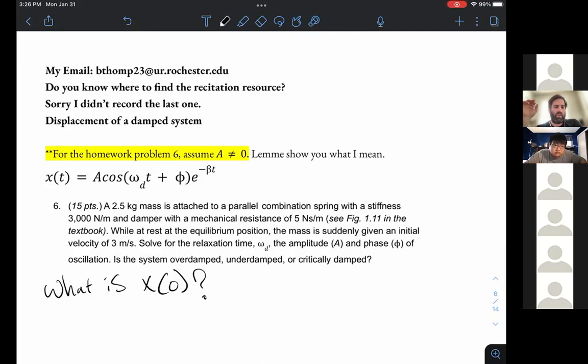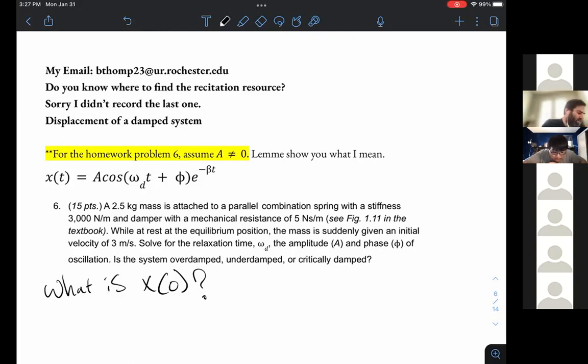So let's start in on homework problem 6, which is a damped oscillator. For problem 6, a hint is I want you to assume that A is not 0. You have to find A and you have to find phi. If you assume that A isn't 0, which makes sense, A is like the amplitude of this oscillation, and if it's 0, then it's not moving, nothing's happening. So it makes sense that it's not 0, but bear that in mind as you solve it.